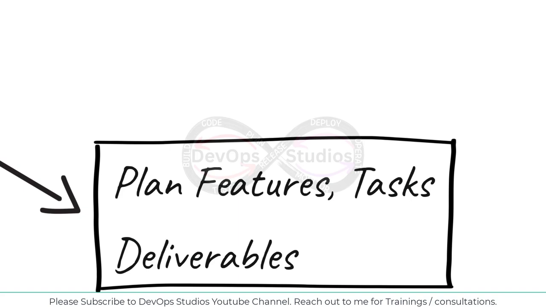So we have to prioritize the tasks based on the business values, the dependencies, and the urgency. And then we have to define the deliverables for each phase of the project. So that is all about the planning of features, the tasks, and deliverables. So all this we have to do in this stage.